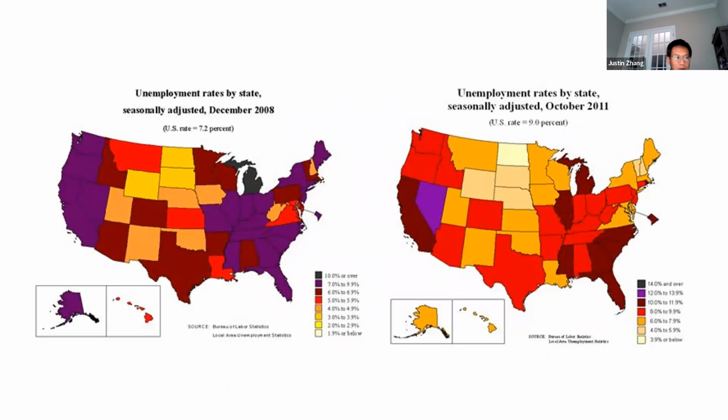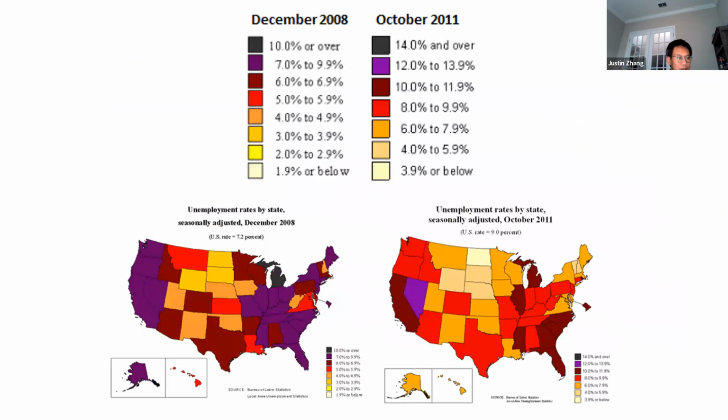To complicate the problem even further, here are the maps for December 2008 and October 2011. What do you think are the problems here? Here's the scale side by side. This makes the comparison of the two time periods impossible. Look at the maps and think of the darker colors as worse. The maps seem to indicate that by 2011, things were much better, since most of the country is lighter.